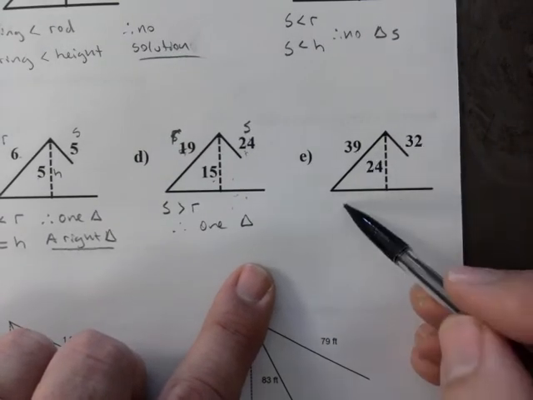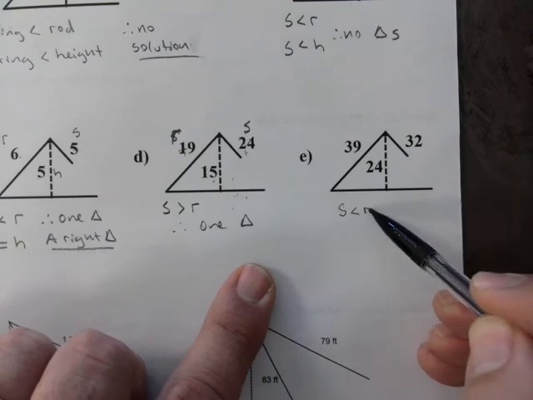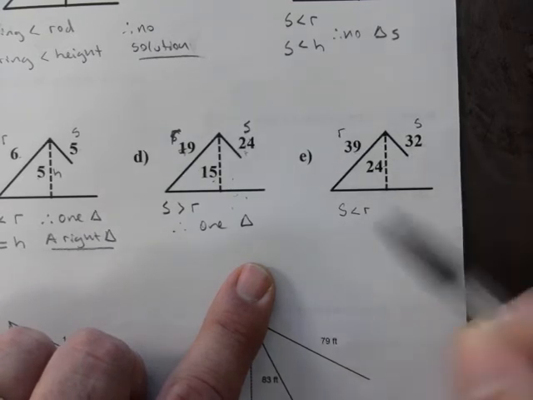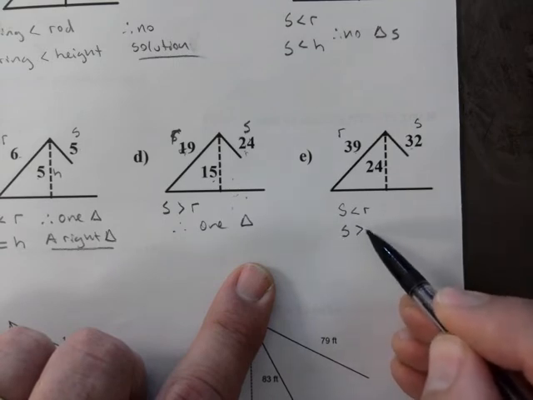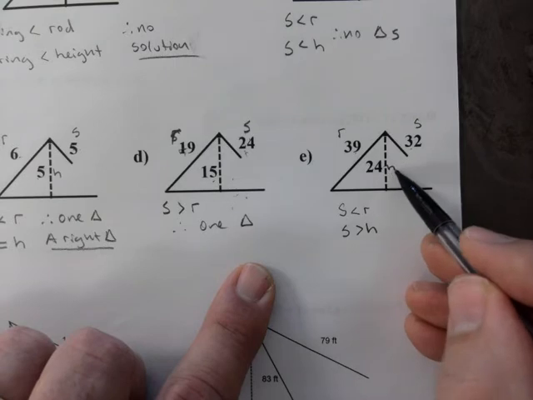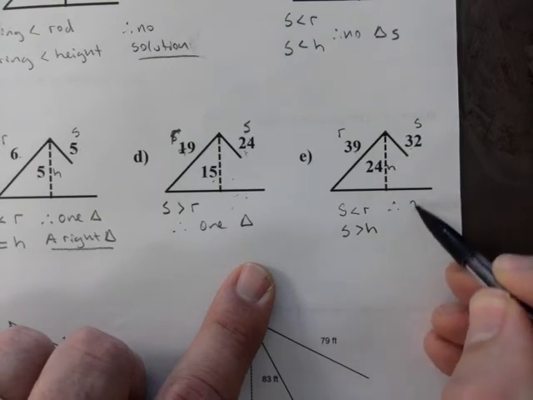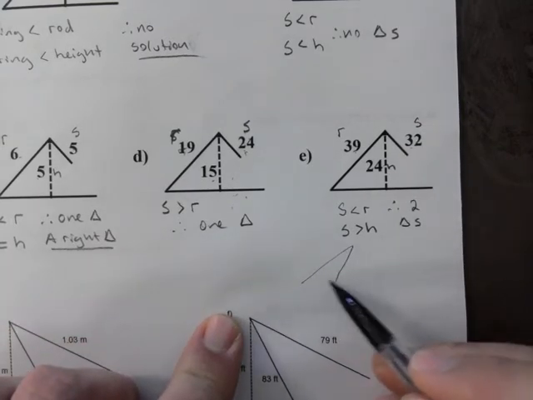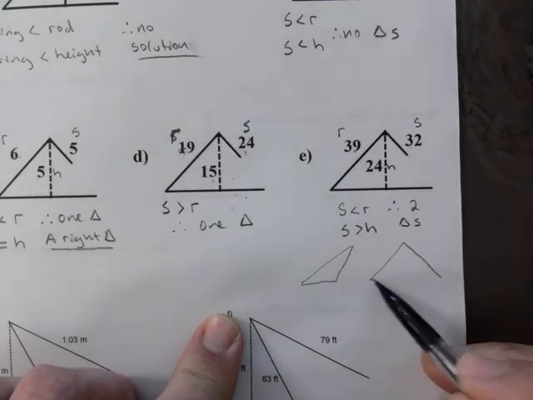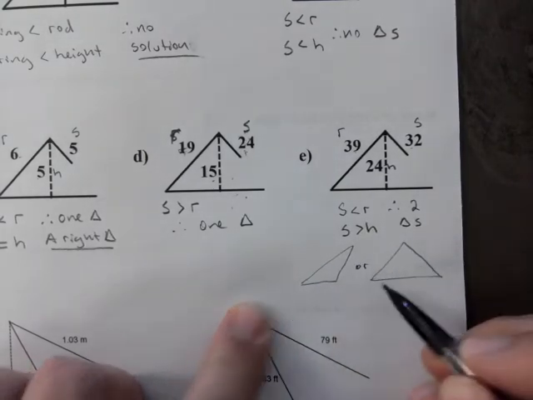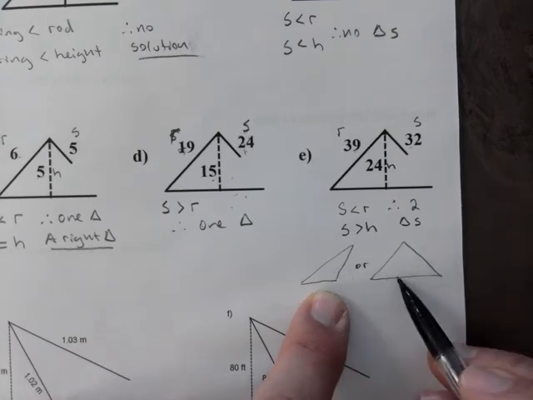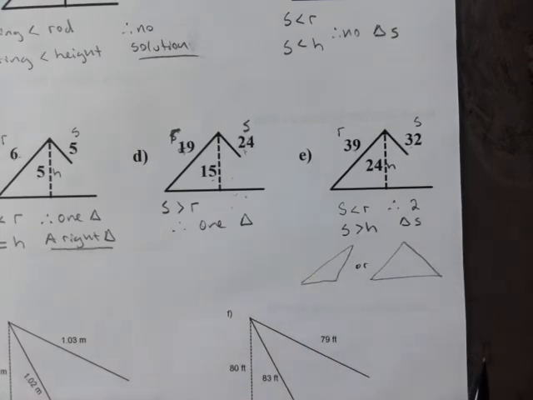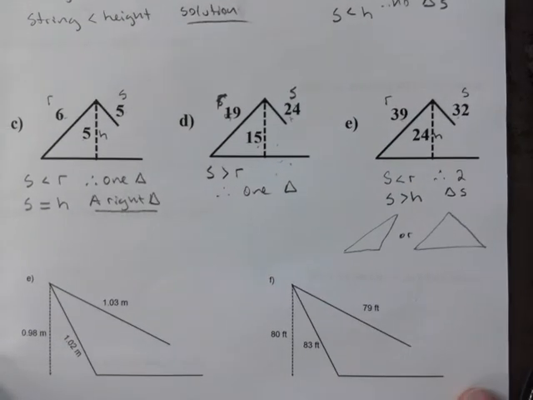Over here, string is less than rod, right? Because this is the rod, this is the string. And string is greater than the height. Therefore, how many? Two triangles, right? It swings. This would be swinging in, and it'd be swinging out, right? That's the ambiguity. It could be this or that. Remember when I gave you that question with the sunken vessel? Some of you drew it differently, right? That's kind of what's happening here.